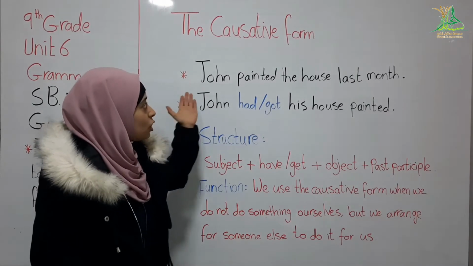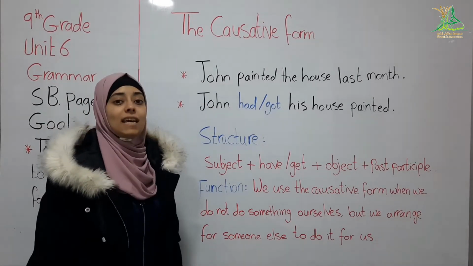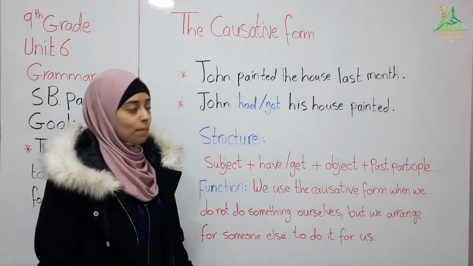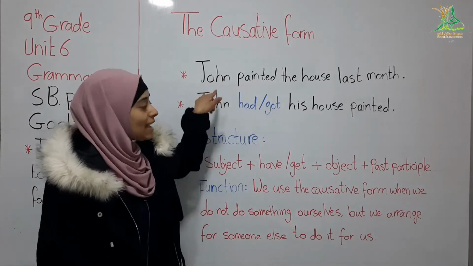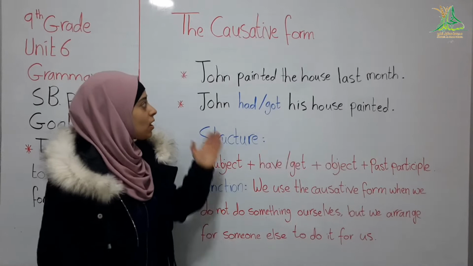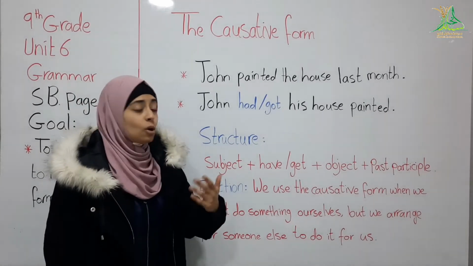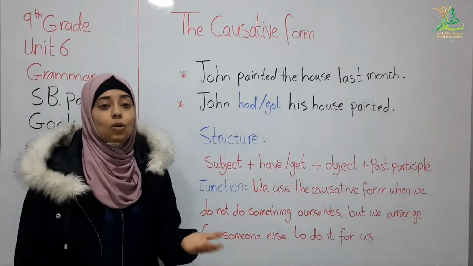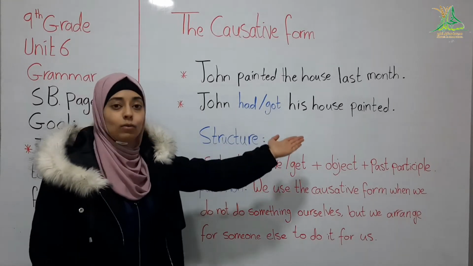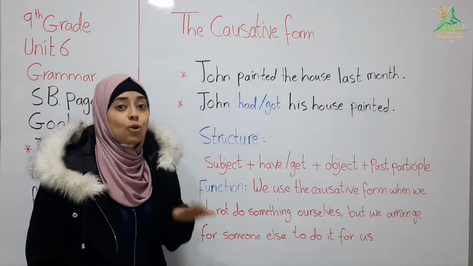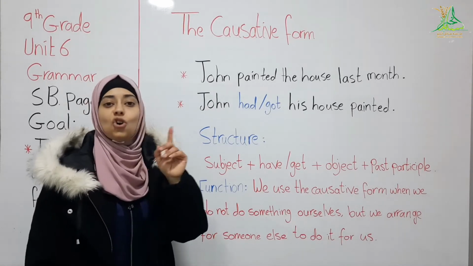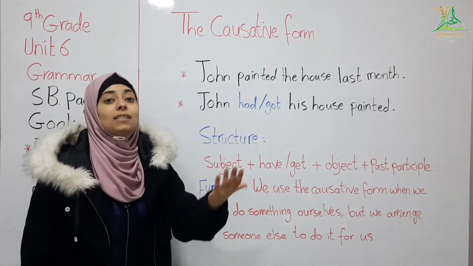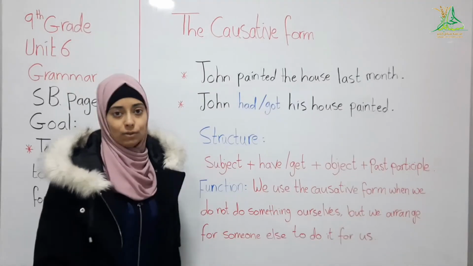This first sentence, Joan painted the house last month. So who's the subject in this sentence? Obviously it is Joan. He painted his house, okay? While in the second sentence, Joan had or got his house painted. So, is it Joan who painted the house? No, it is not Joan. Instead, Joan arranged for someone to paint the house, okay?